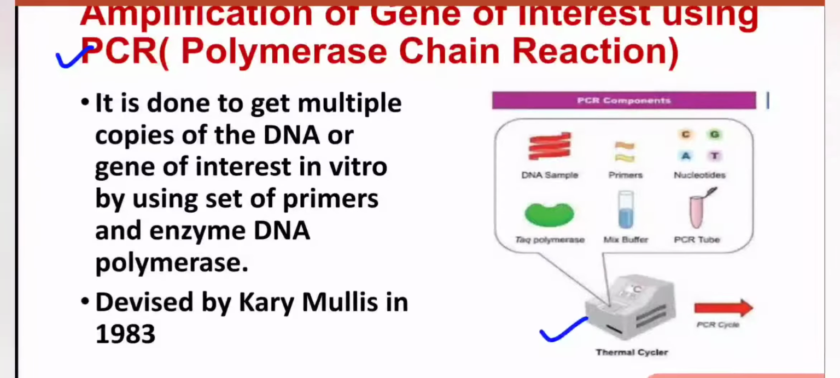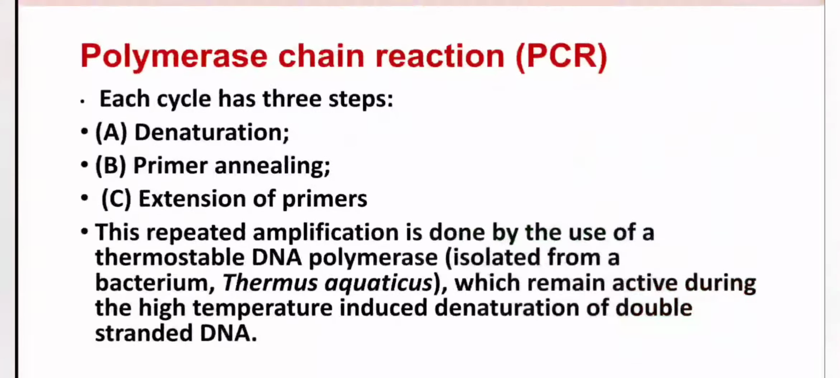We need certain enzymes like Taq polymerase, buffer solution, and this is the Eppendorf tube, which is known as a PCR tube, in which we will put all of this, and then we will put it into the thermal cycler. By this process you will get multiple copies of DNA. This method was devised by Kary Mullis in 1983.